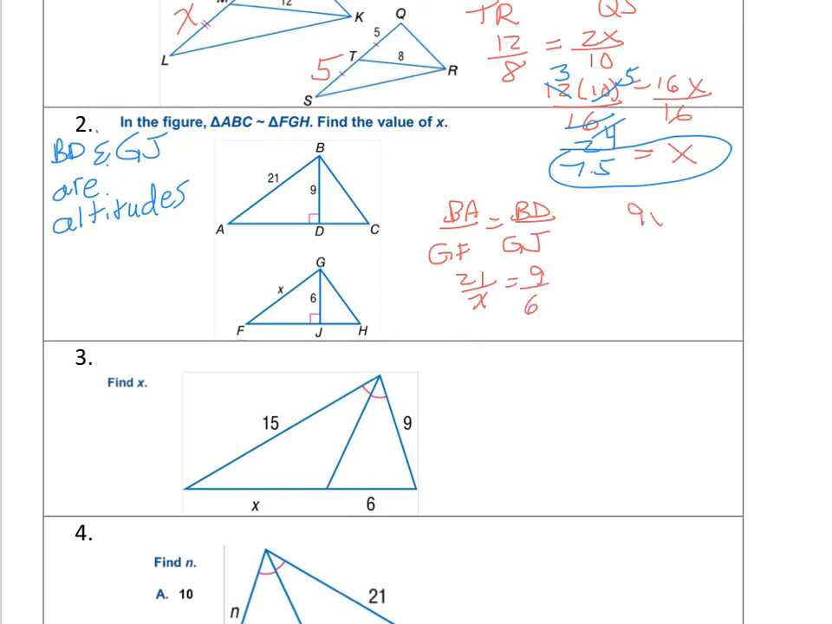I've got 9x equals 21 times 6. And I've got x equals 21 times 6 divided by 9. Let's see if we could simplify. We can divide 21 by 3 and get 7. And 9 divided by 3 and get 3. And then 6 divided by 3 is 2. So we end up with x equals 14.